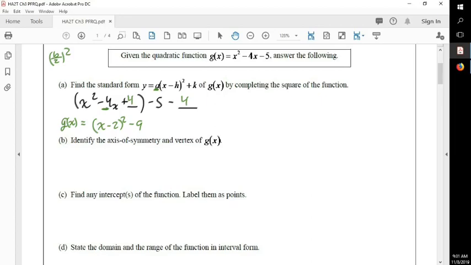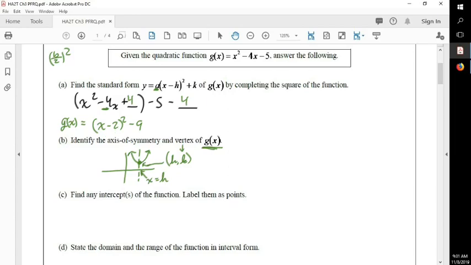Okay, next one. It says identify the axis of symmetry and the vertex of g. Now, there are 2 ways to do this. One way is to look at the standard vertex form, which is what we found, because the vertex is (h, k). If you remember what a parabola looks like, h is right in the middle. That is your axis of symmetry. It is an x value, and it equals h.